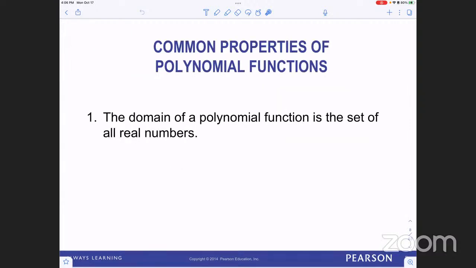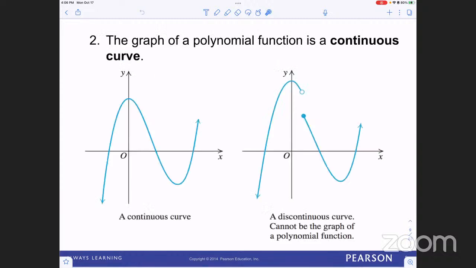So then we have some common properties of polynomial functions. The domain of a polynomial function is the set of all reals. So that's one property. Again, the domain of a polynomial is the set of all reals. When we're considering the graph of a polynomial, it's going to be a continuous curve.